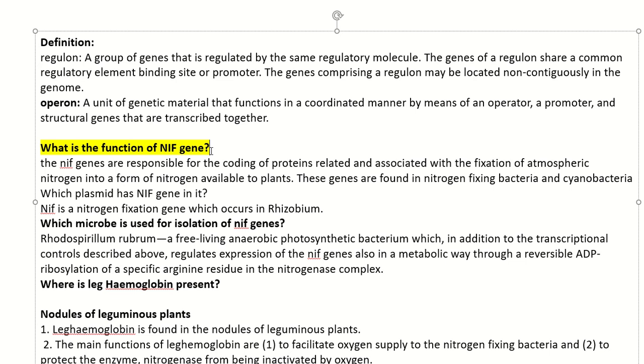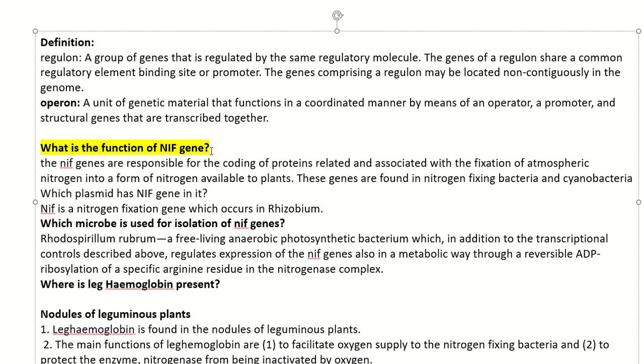Responsible for coding of protein related and associated with fixation of atmospheric nitrogen in the form of nitrogen available to plants. Very good. So Nif genes are responsible for this. You cannot simply write Nif, nitrogen fixation. But you have to write Nif genes are responsible for coding of protein.